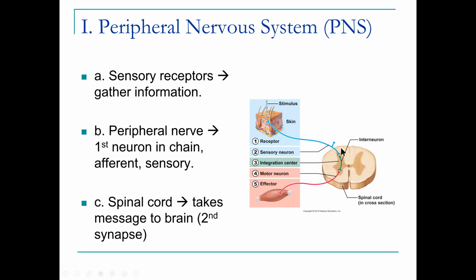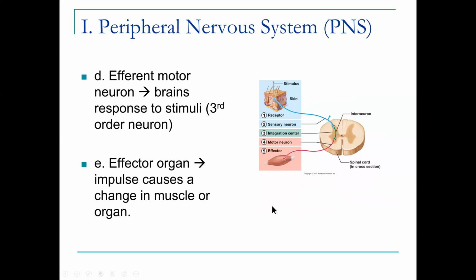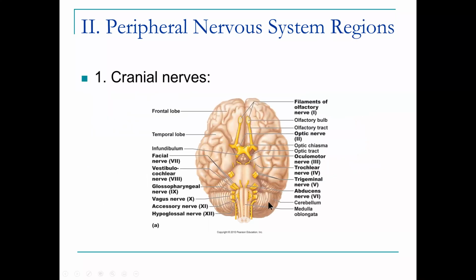Notice how, if we have an interneuron on a simple reflex, it crosses the gray matter up to the ventral horn. Then we have an efferent motor neuron, which is the response to the stimulus. It's the third order neuron. The effector organ causes a change in a muscle or an organ. Remember, that's why we talk about the motor side having either voluntary muscles or, in the autonomic nervous system, primarily effects on organs and the organ systems. Peripheral nervous system, cranial nerves.